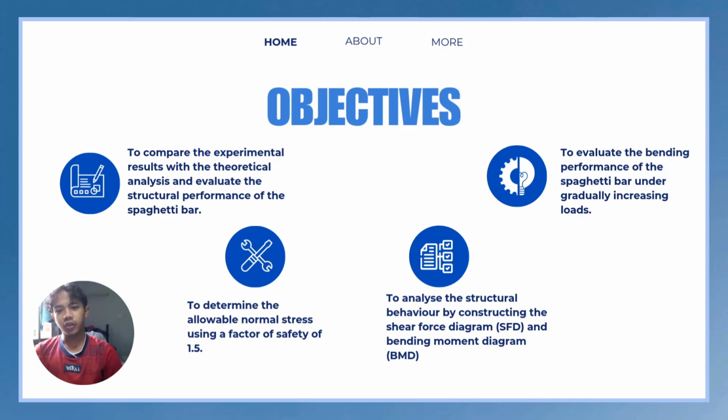So finally, the fourth objective is to evaluate the bending performance of the spaghetti bar under gradually increasing load. So throughout the experiment, we observe the amount of deflection, the maximum load the specimen could withstand, and the location where failure occurred. So this observation provides valuable information about the structural behavior of the spaghetti bar.